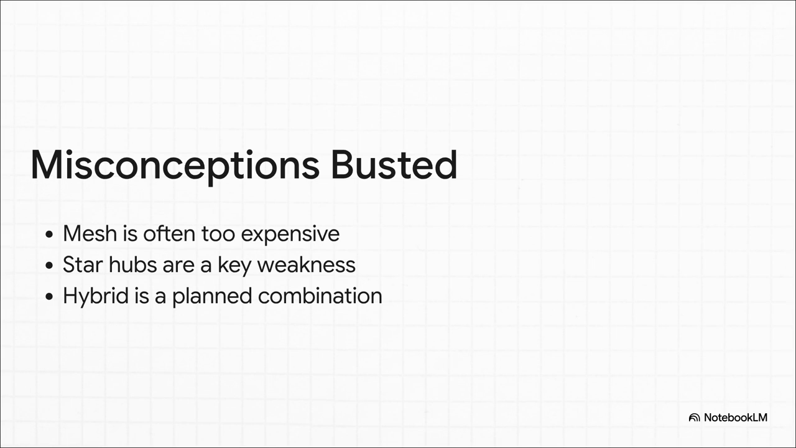Before we wrap up, let's rapidly bust a few common misconceptions that always seem to trip people up. Myth number 1. Mesh is always best. False. It's the most reliable, sure, but for most everyday applications, it's drastically over-engineered and way too expensive. Myth 2. Star has no weaknesses. Actually, scratch that. Remember that central switch is a massive single point of failure. And finally, myth 3. Hybrid just means a random mess of wires. Absolutely no way. A true hybrid topology is a highly deliberate, strategically planned combination chosen to meet exact organizational needs.